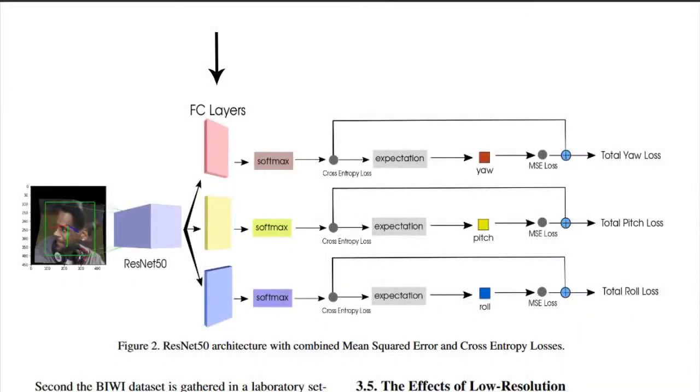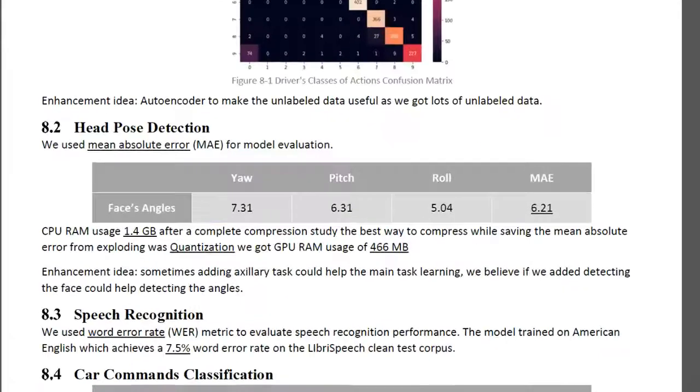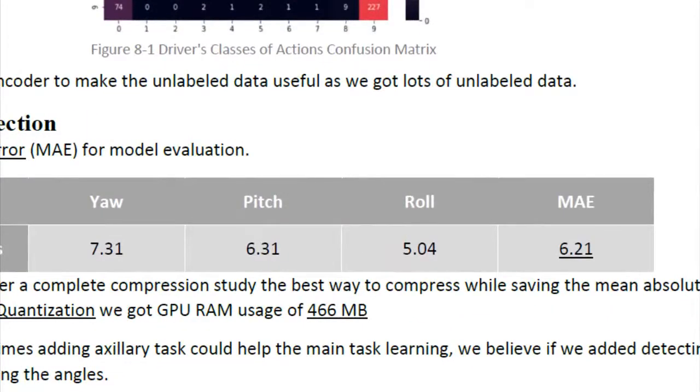Each branch classifies its angle into 66 classes. Every class is 3 degrees, for a total of 198 degrees, from -99 to 99 degrees. Then we use regression to predict a more accurate angle within those 3 degrees. The mean absolute error is 6.21 degrees.